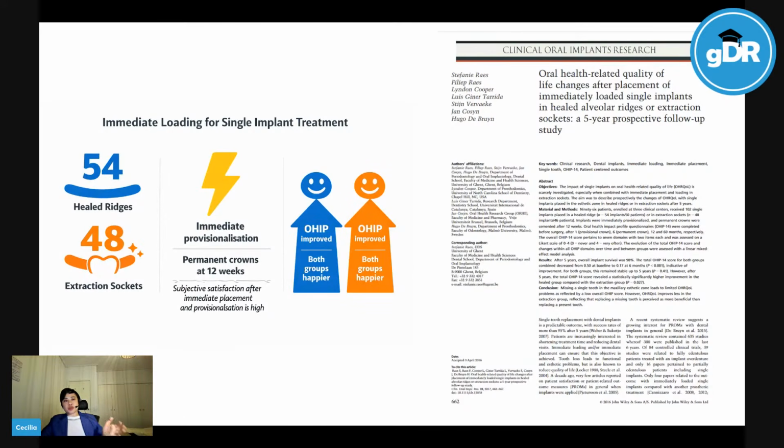Obviously, some patients will feel happier if you restore immediately. So that means you place the implant and instead of waiting 2 months to put your crown on, you just go straight away, okay? However, there is a risk because you're loading the implant. And remember how we talked about how the implant has to have stability. So if you have loading, there's some stability problems, then your implant will fail.